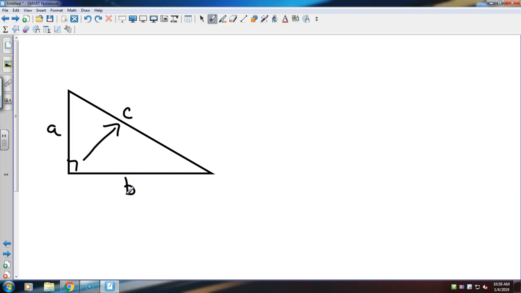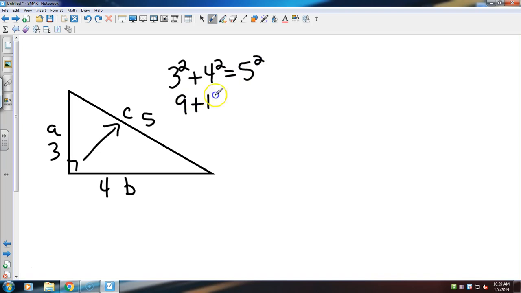The most common right triangle in math is the 3, 4, 5. And so if I were to put that in the Pythagorean theorem, that would be 3 squared plus 4 squared equals 5 squared. So that's 9 plus 16, which is 25. And so that makes it a right triangle.